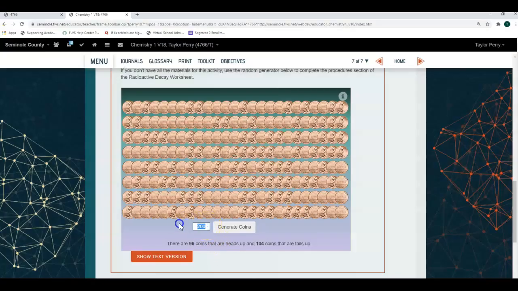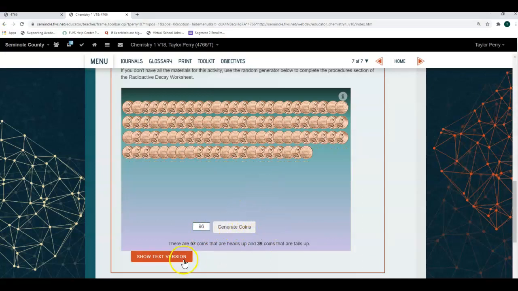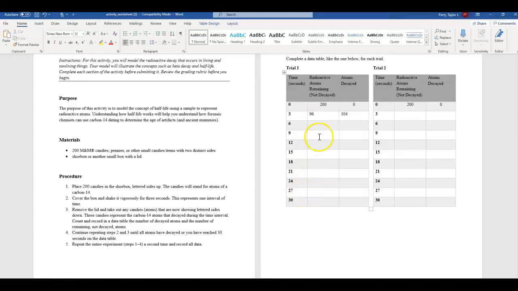So we have 96 atoms remaining, right? So I'm going to type in 96, and we're going to see how many of them decay. And I think it's after a 3-second period. There are 57 coins that are heads up and 39 coins that are tails up. Wait, what did it say? 57 and 39? All right.